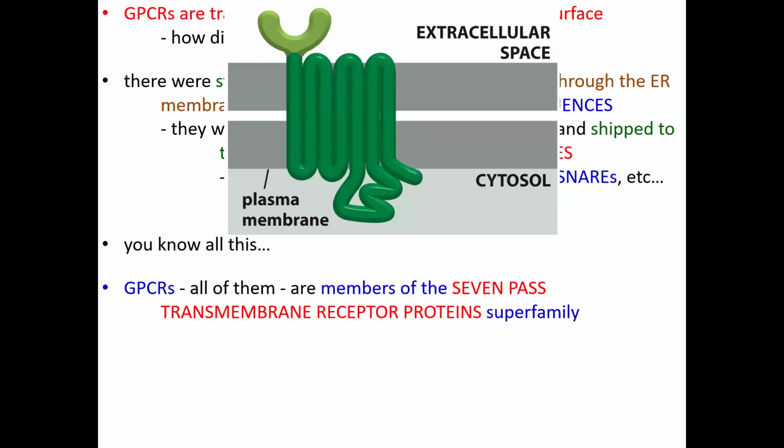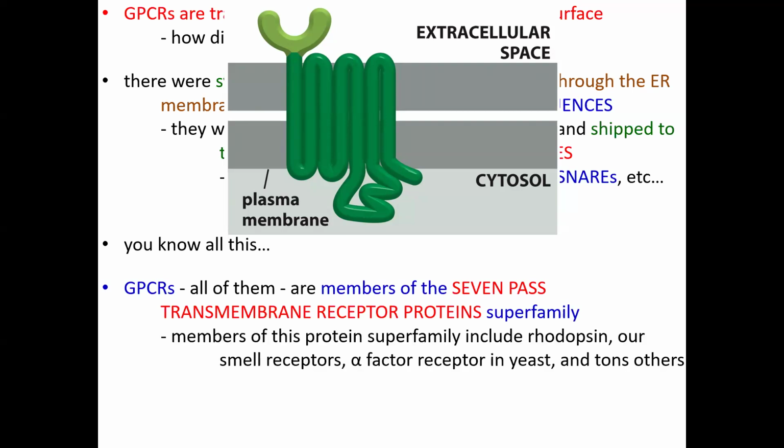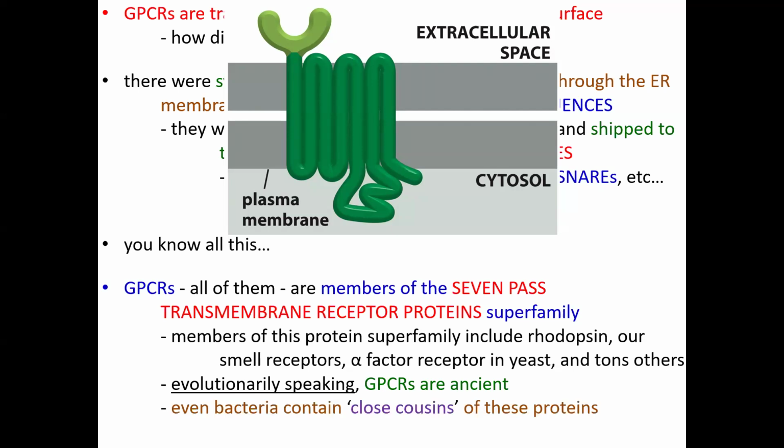Again, G-protein coupled receptors, all of them belong to this larger superfamily of membrane proteins, the 7-pass transmembrane receptor protein superfamily, or 7TM for short. Members of this protein family include rhodopsin, which bacteriorhodopsin is a close cousin of, our own olfaction receptors for smell, a receptor in yeast that's responsible for sensing the yeast pheromone alpha factor, and so many other molecules that are responsible for cellular communication. Evolutionarily speaking, G protein coupled receptors are ancient, and even bacteria have close cousins of these proteins, such as bacteriorhodopsin, which we've already talked about.